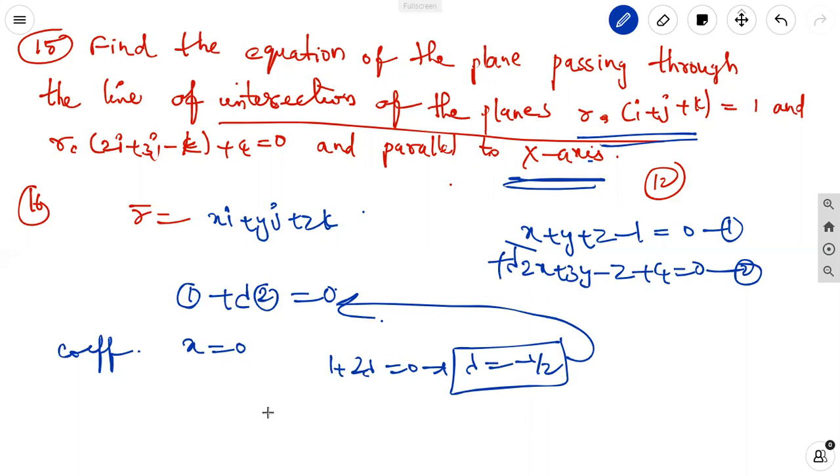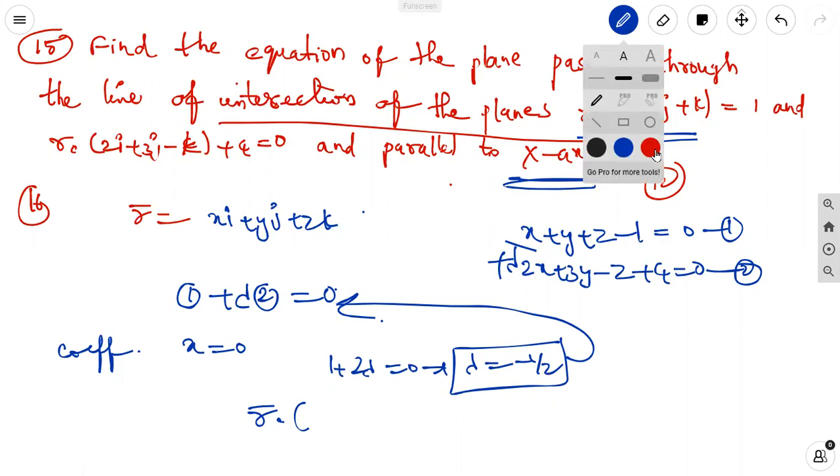Then again you can write it as r vector dot, whatever coefficients you are getting. That is the fifth problem. Next, the sixth problem is also homework.